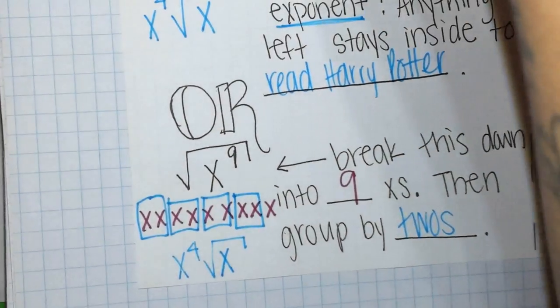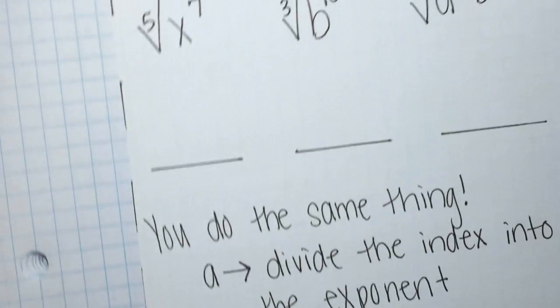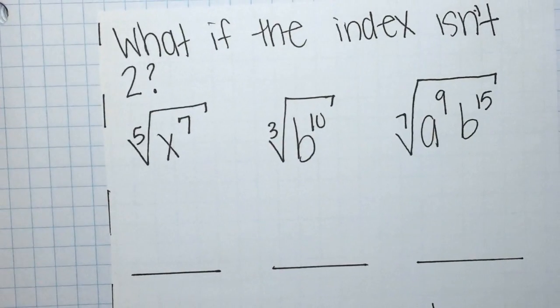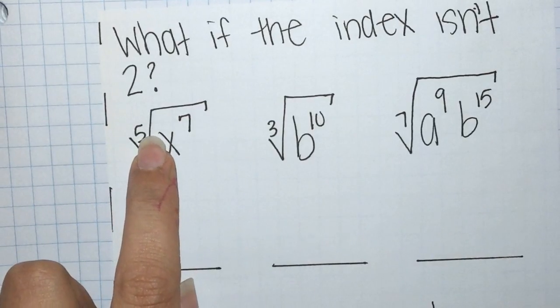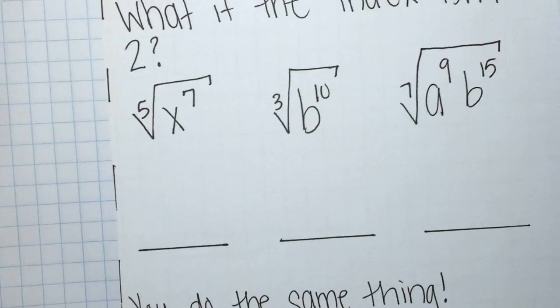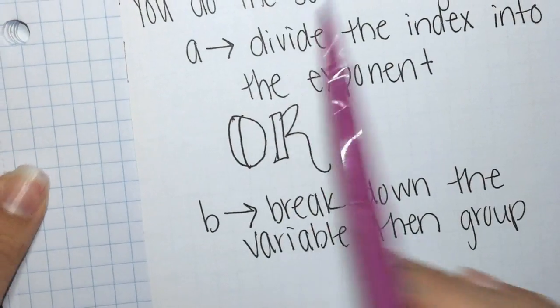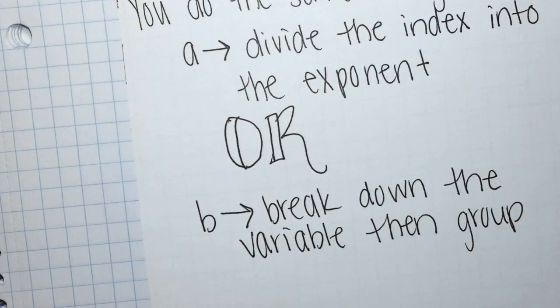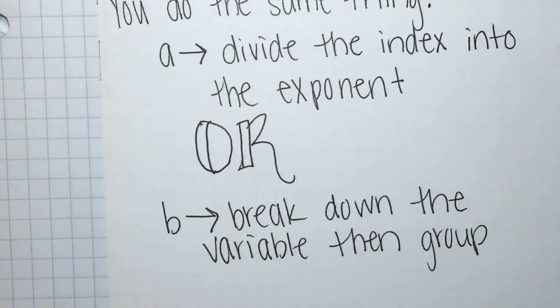What if... Turn it over. Ooh, see? What if the index isn't 2? So, what would you do? You think you would do it differently, but no. You would still do the same thing, right? If the index isn't 2, you do the same thing. Divide the index into the exponent, or break down the variable, then group.